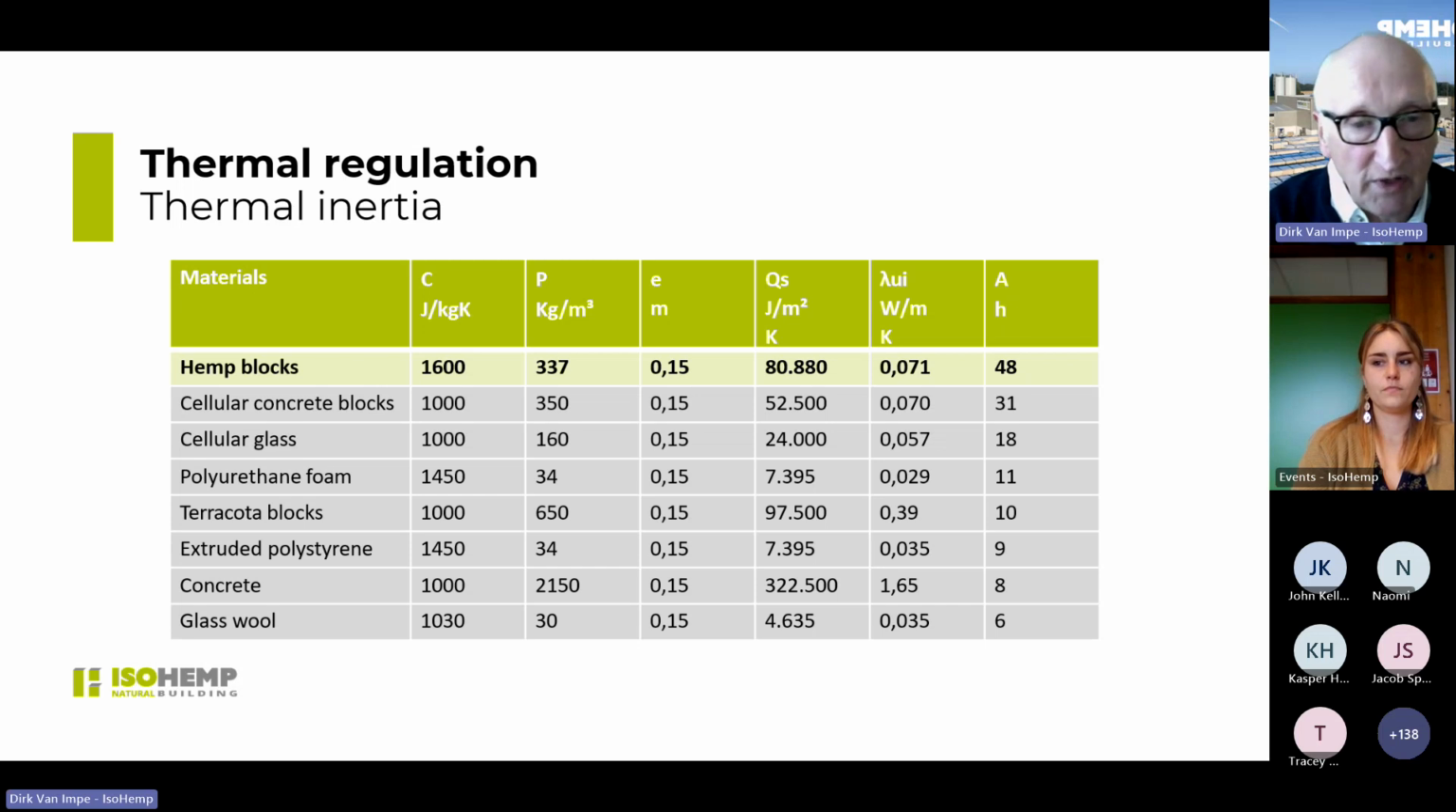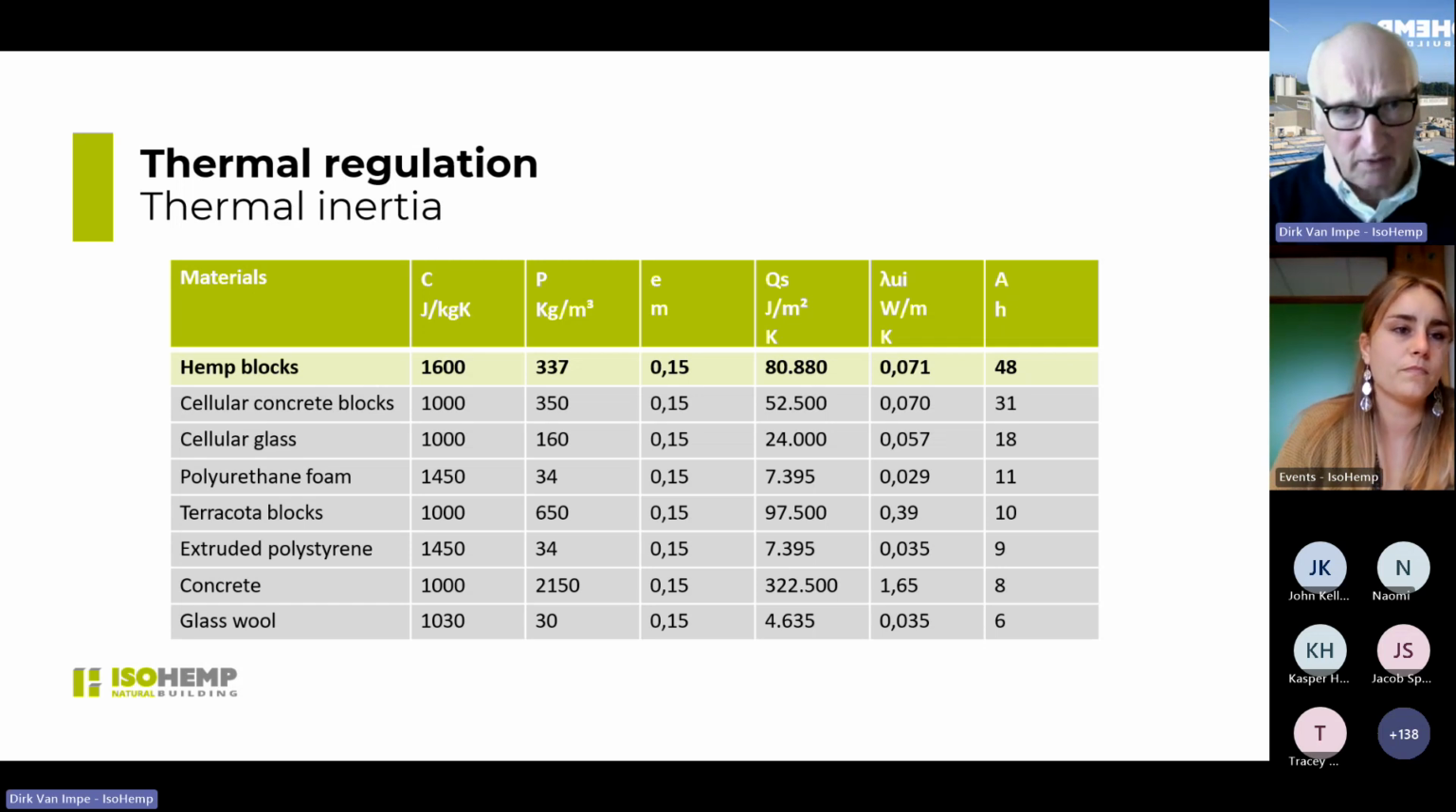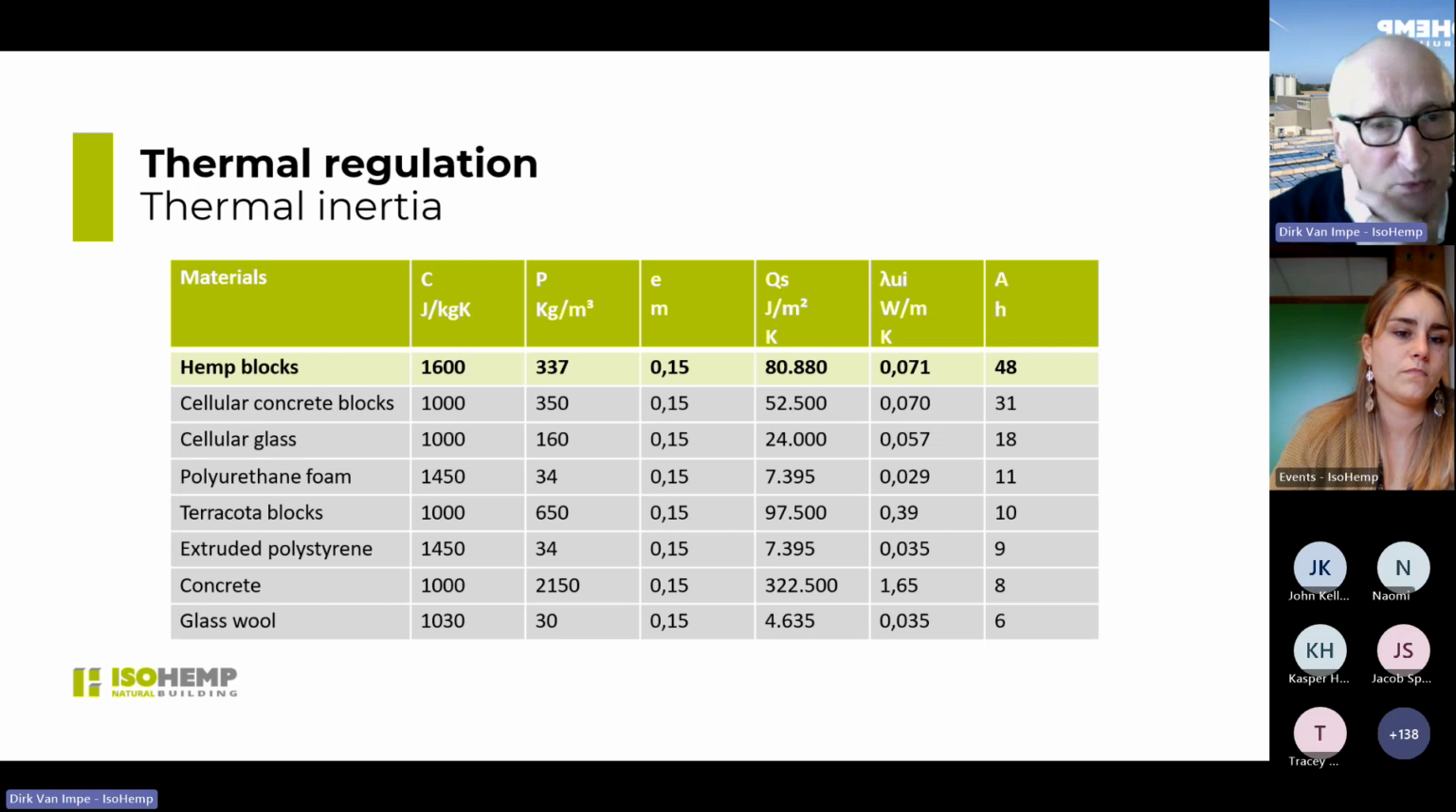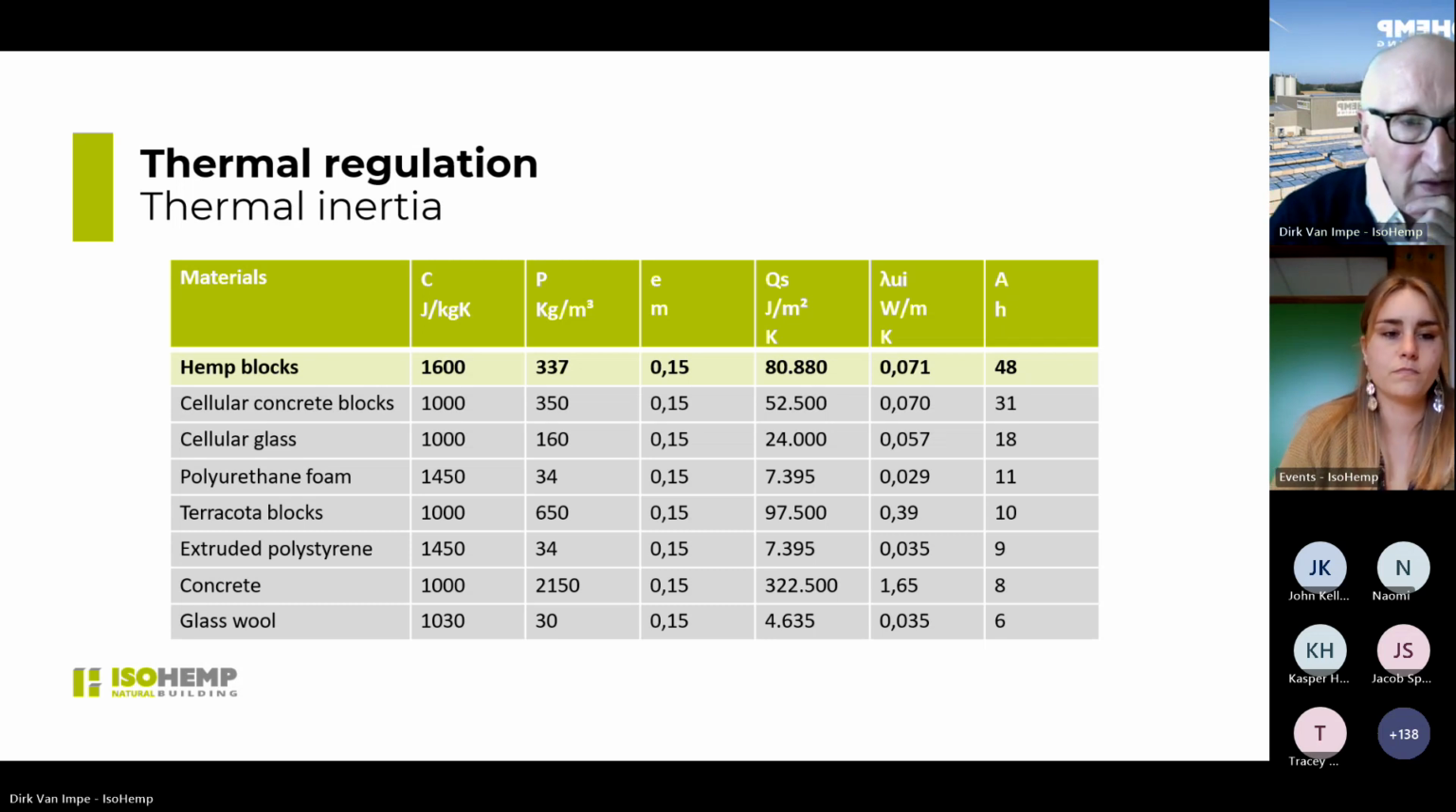But glass wool has a very, very low thermal conductivity, so it gives it away very, very slowly. It keeps 6 hours. So if you compare this with this very low mass, it can keep that energy at least 6 hours. So we have to combine the best of both worlds. If we can combine a material with a high mass and a good lambda value, then we can store a lot of energy. This is where we go to the hemp blocks.